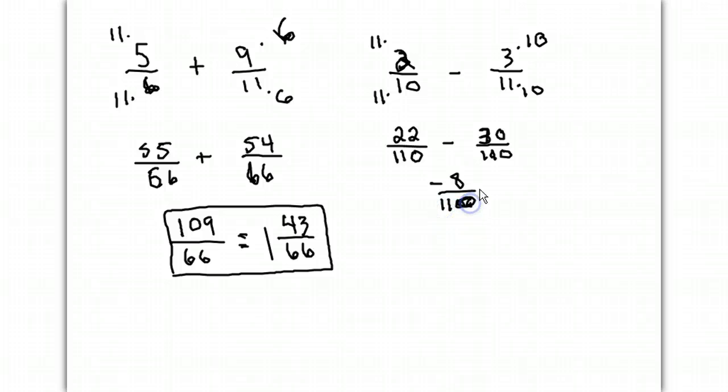And one thing you can notice is that if both numbers are even, the numerator and denominator, then they both can be divided by 2. So if you divide 8 by 2, you get 4. If you divide 110 by 2, you get 55. And since 5 can't go into 4, then this will be the reduced fraction.